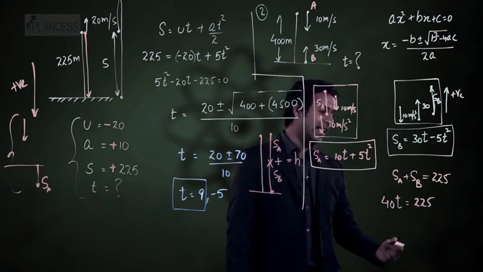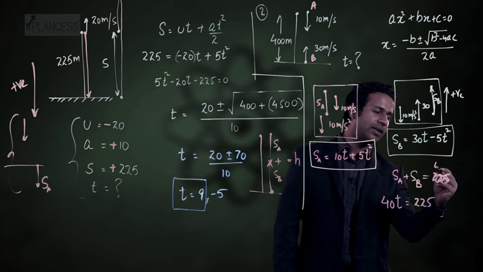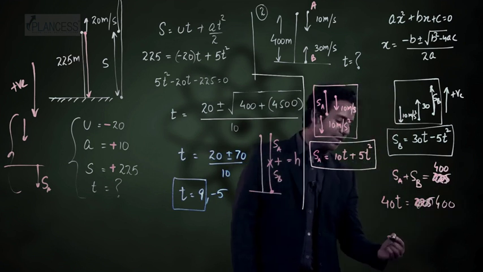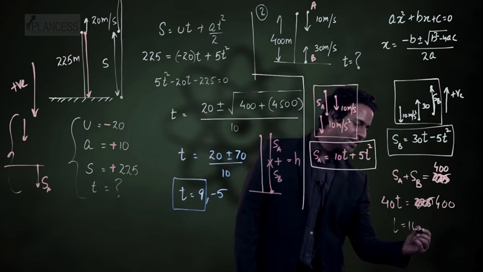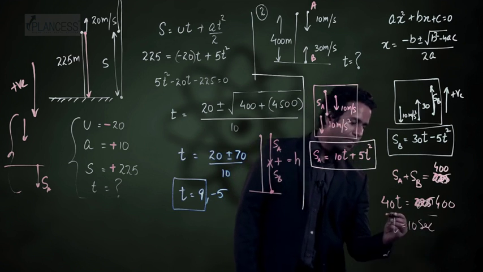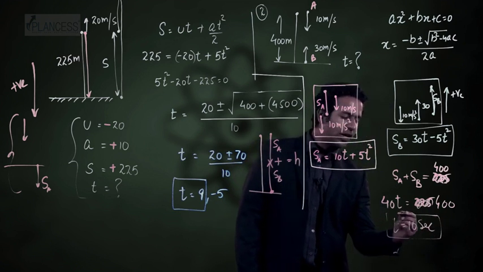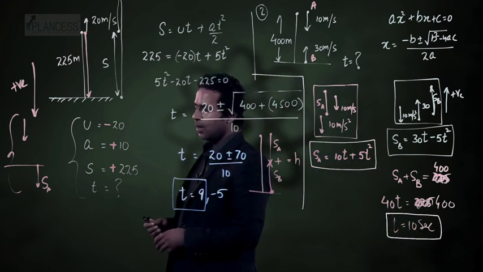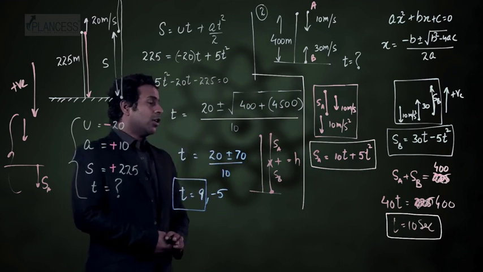I'm sorry, we have taken the height of tower as 400. So this height is 400, and hence the time you get is 10 seconds. So the two balls will collide after 10 seconds. Right.